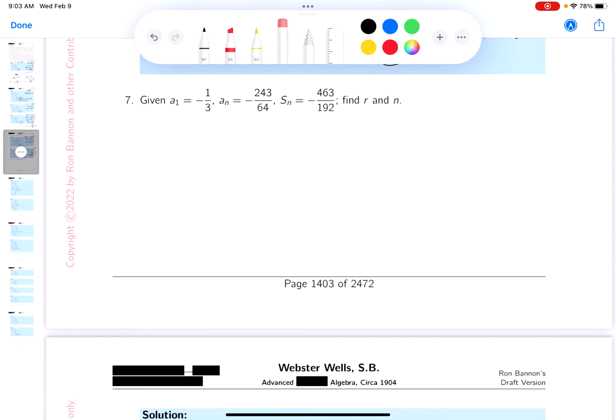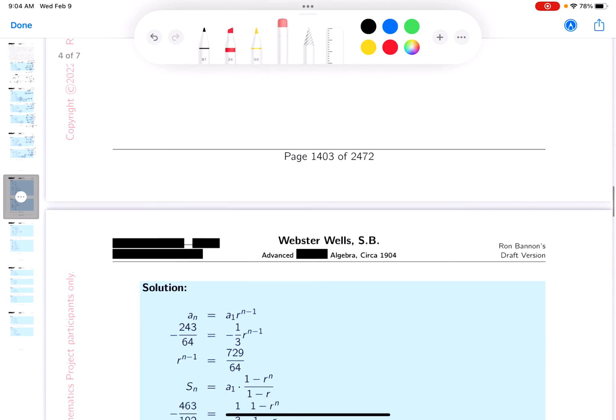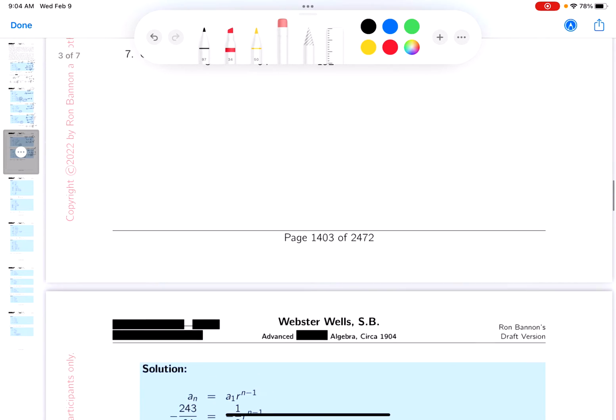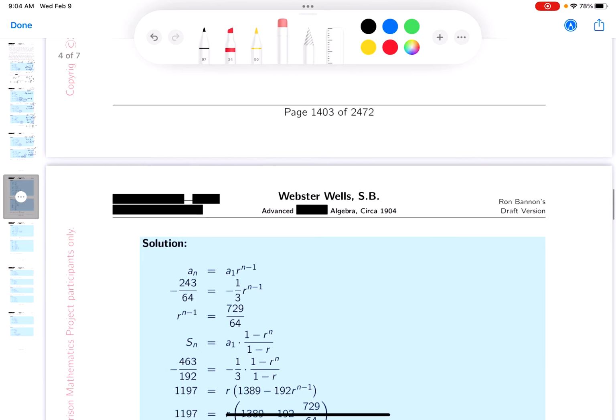Okay, this problem number 7, they give me A1, they give me AN, they give me SN, and they're asking for two things: what's R and what's N. So I'm gonna talk through the work, and as I do that, I want to make sure you know I'm using what they've given me. So I'm gonna write the AN down first.